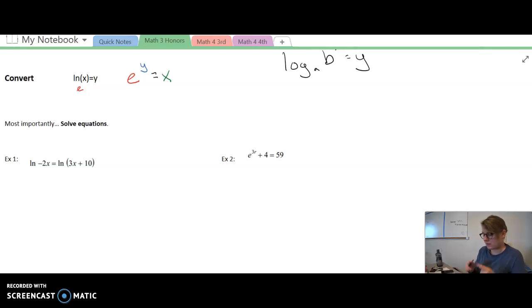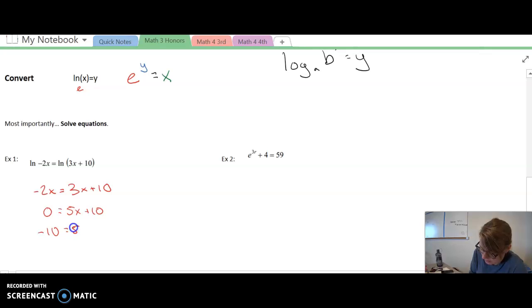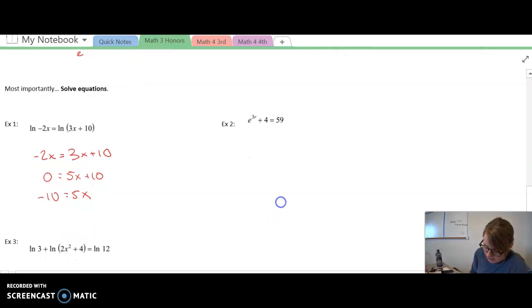Well, since they both have the same base and they're both natural log, we can just set the two sides equal to each other. So now we have negative 2x equals 3x plus 10. And then from here, we solve for x. So I'm going to add 2x to both sides. So I have 5x plus 10. Subtracting 10 from both sides, I have negative 10 equals 5x. And then I divide by 5, and I get negative 2 equals x.